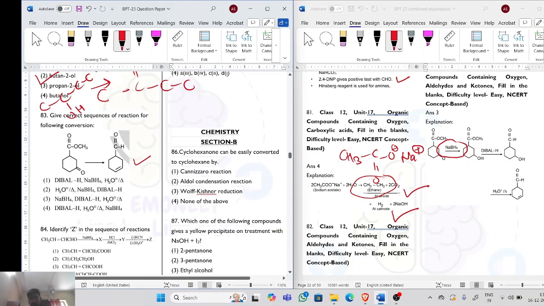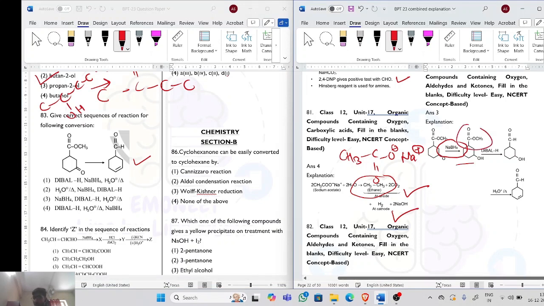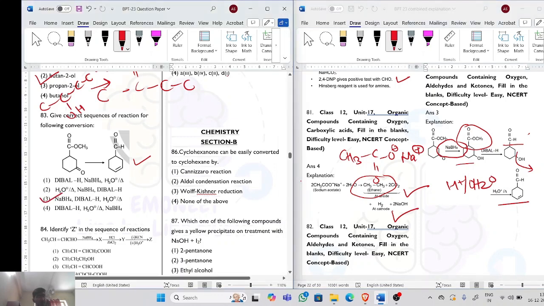First of all, NaBH4 will reduce this ketone group to an alcohol group. Then DIBAL-H will reduce this ester group to an aldehyde group. Now we have an aldehyde group and an alcohol group. If we apply H plus, H2O, then it will remove this OH group and an alkene will form. So the correct option will be option number 3: NaBH4, then DIBAL-H, then H plus, H2O, heat.